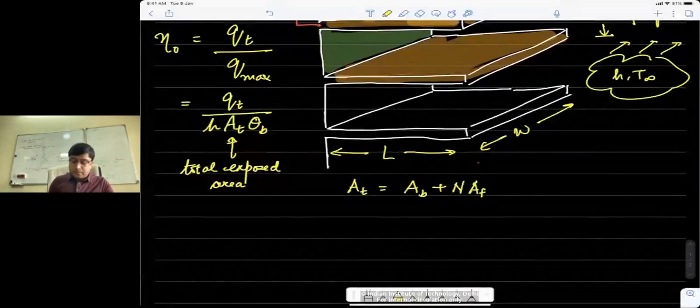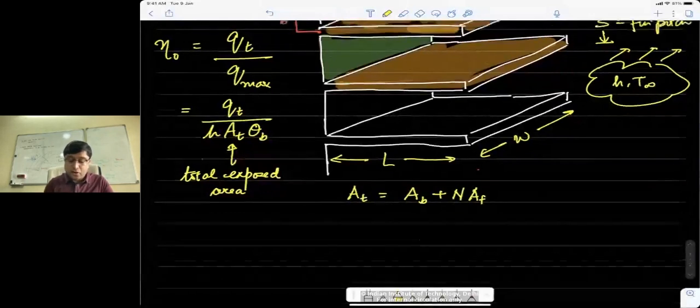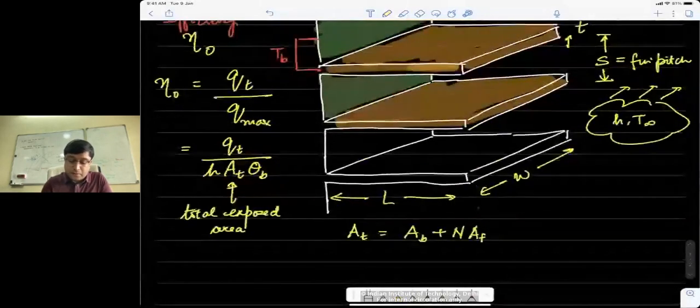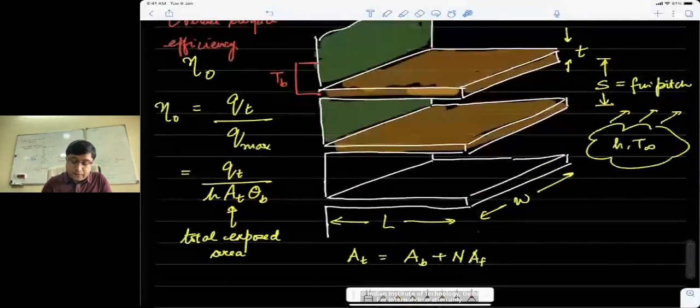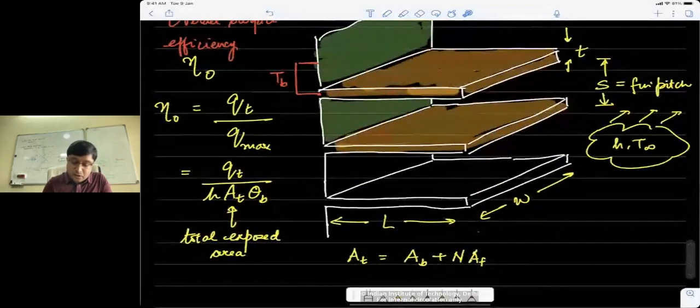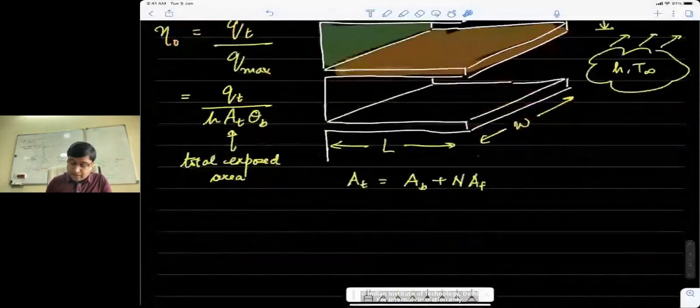Similar to the concept of area, we can also write heat transfer. Now remember that there are different modes of heat transfer from the base and the fin. From the base we have heat transfer because of convection, but through the fin we have heat transfer because of conduction and convection. So there are two paths for heat transfer.